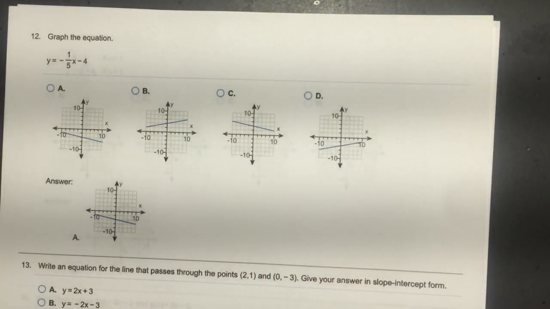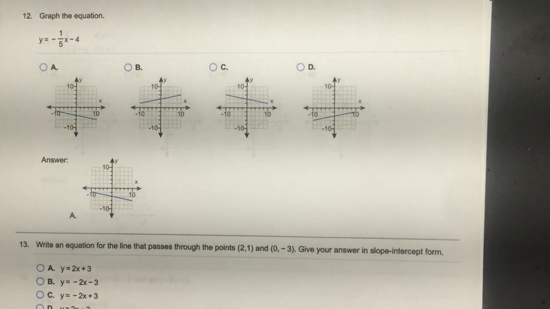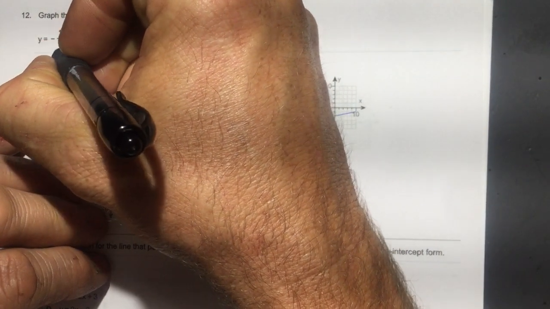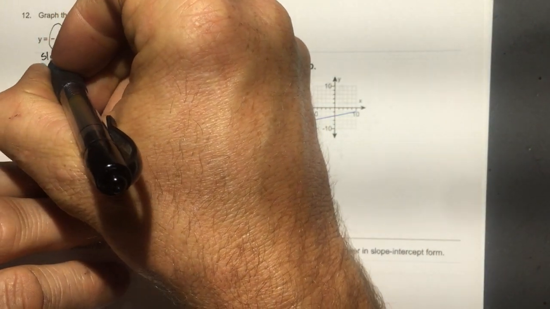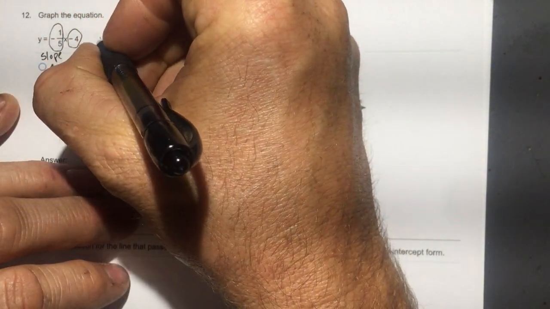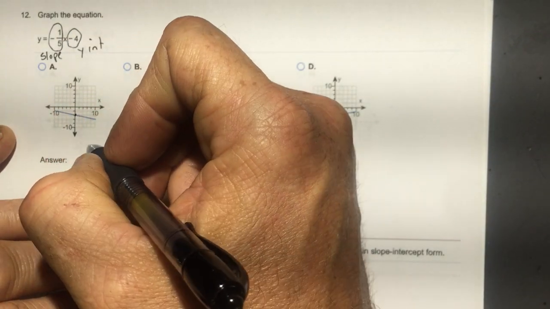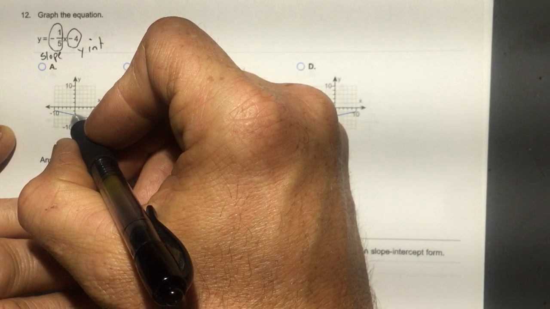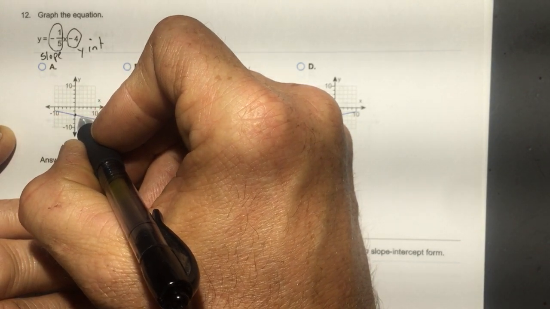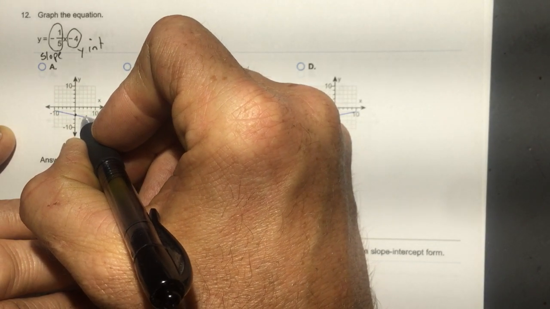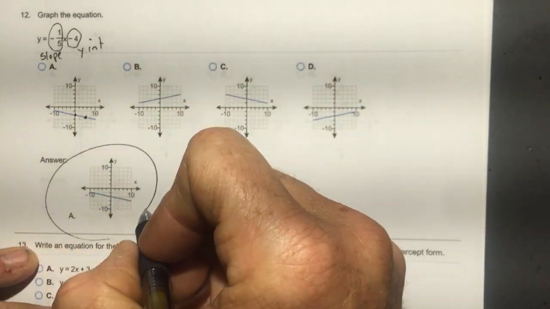Okay. Graph this one, same thing. All right, there's my slope. There's my y-intercept. This is my slope. That's my y-intercept. So this one should go down 4. So here you go, down 4 right there. And then it should go down 1 and over 2, 4, 5. I think this one's it. I think it's A. It sure is A.